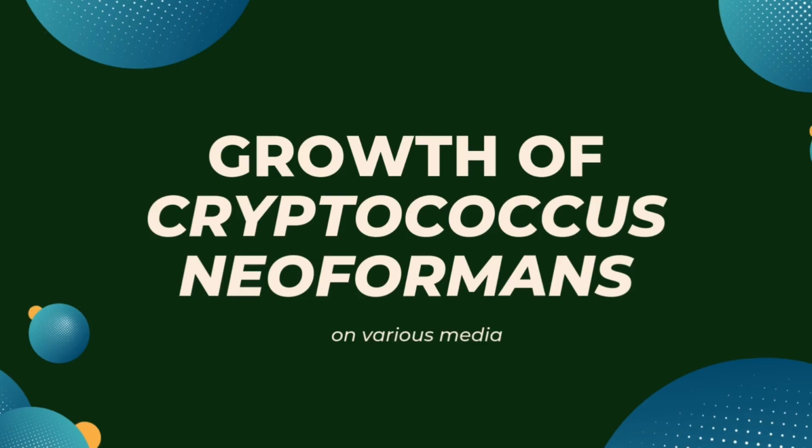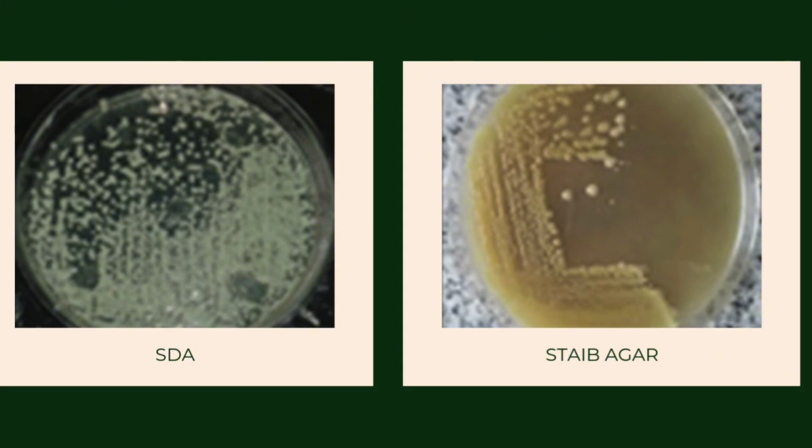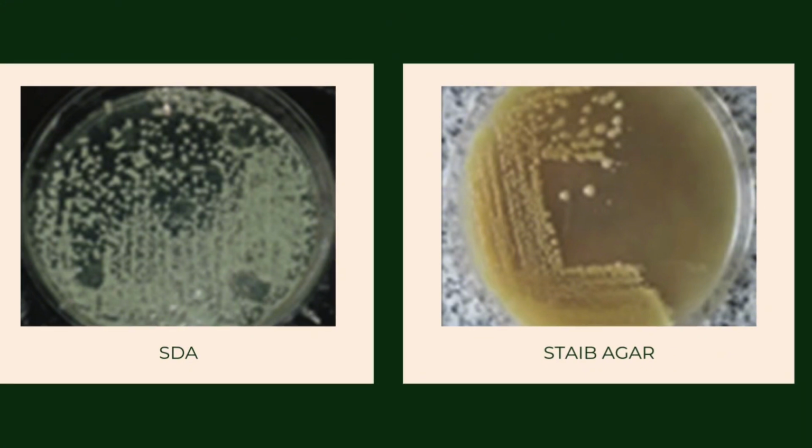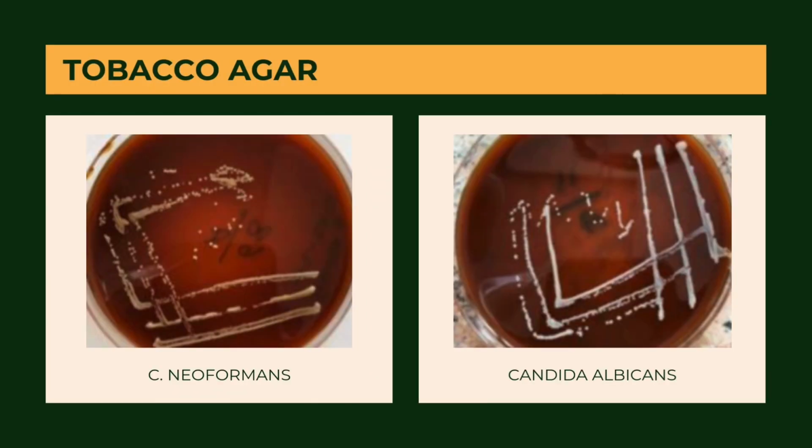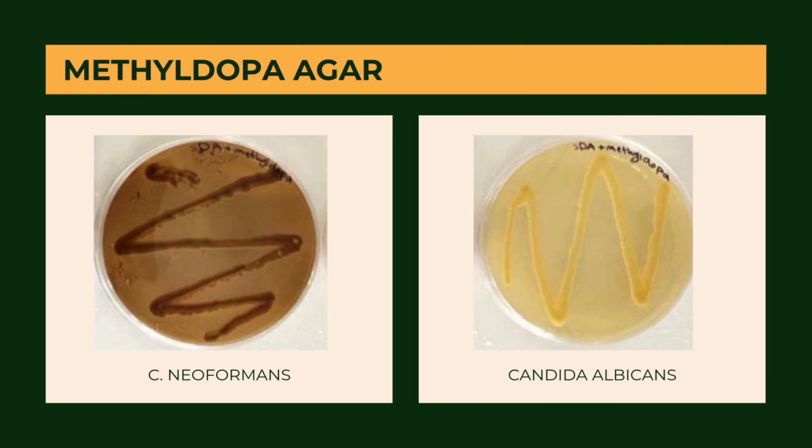Cryptococcus neoformans can grow on various culture media, each showing unique characteristics. On Sabouraud dextrose agar or SDA, colonies appear smooth, creamy, moist, and slightly mucoid. On Staib agar, colonies turn dark brown to black due to melanin production from phenolic compounds. This melanin helps differentiate Cryptococcus from other fungi such as Candida albicans. Similarly, in tobacco agar, colonies develop a dark brown color, confirming phenol oxidase activity. On methyl-dopa agar, melanin production is again visible, turning the colonies brown.